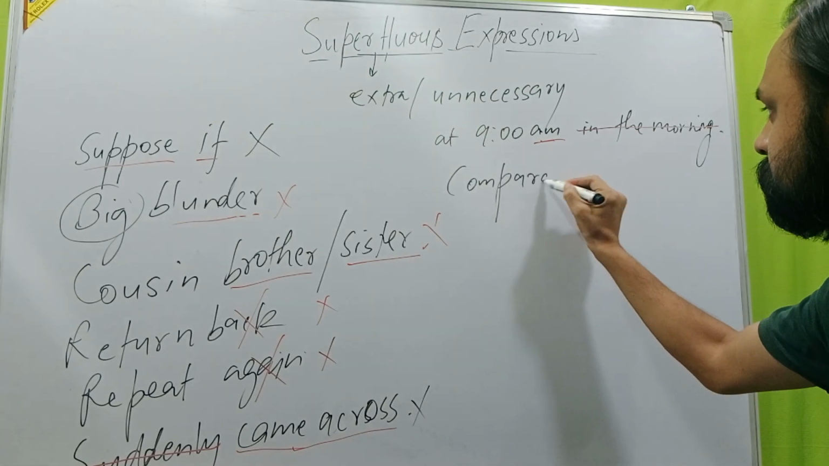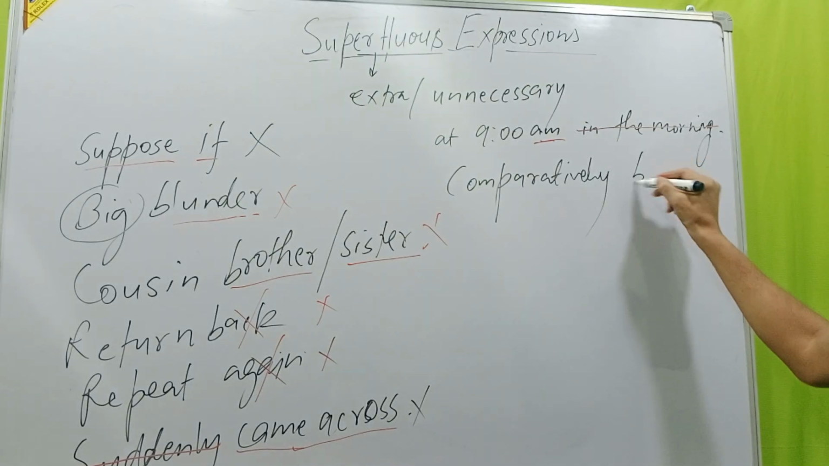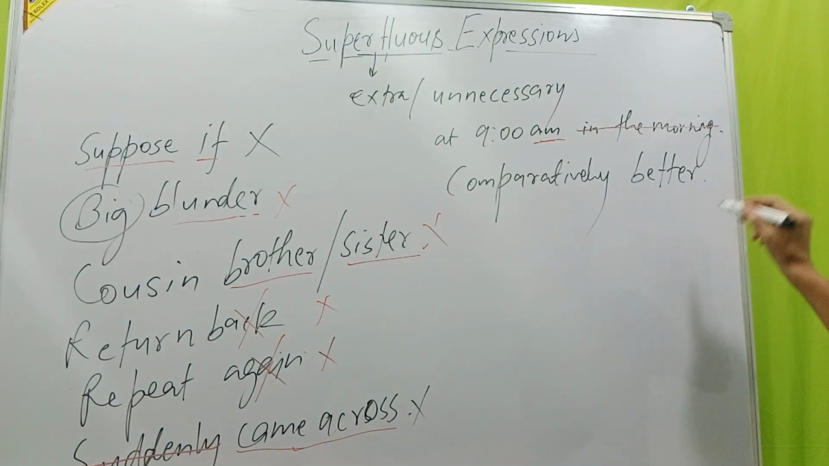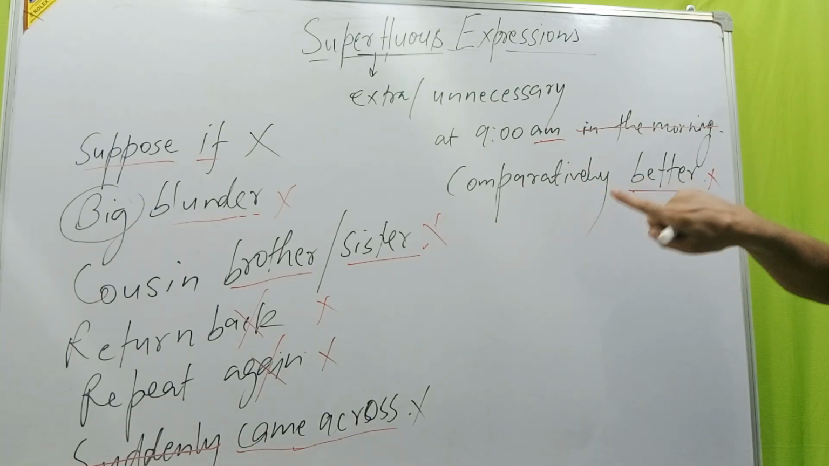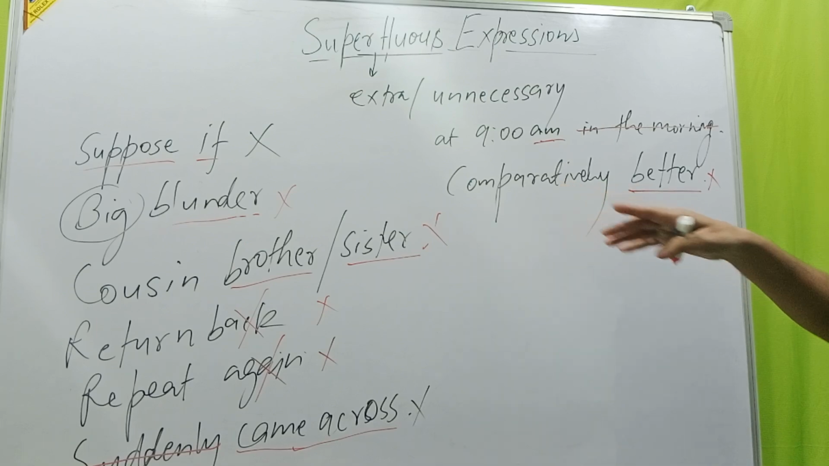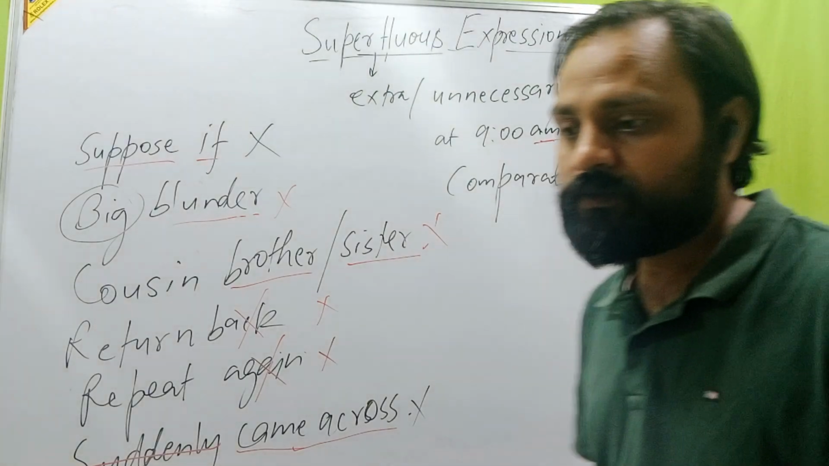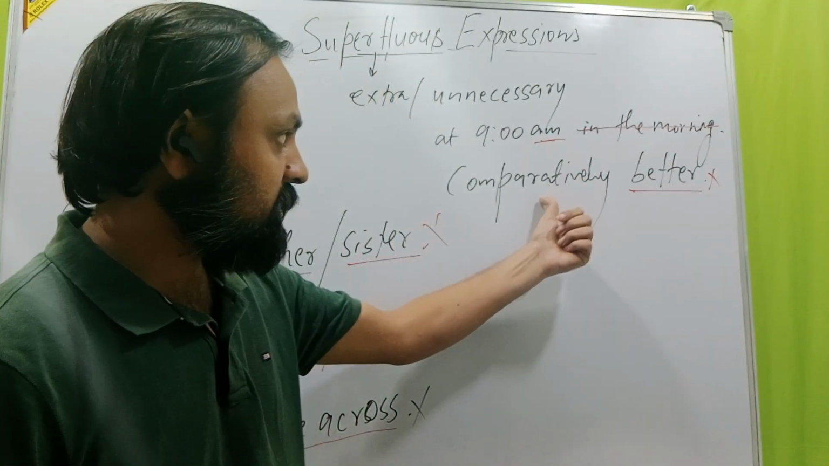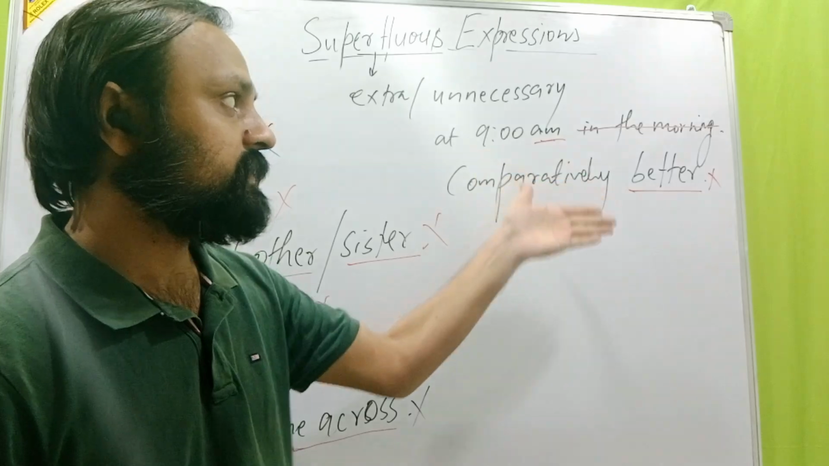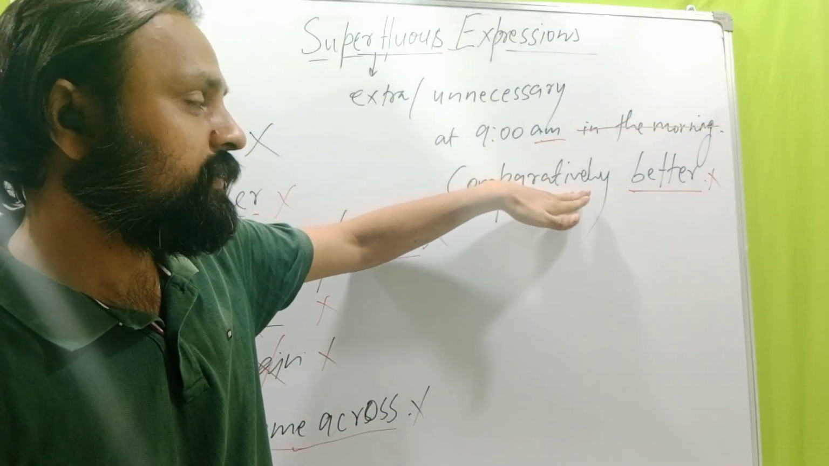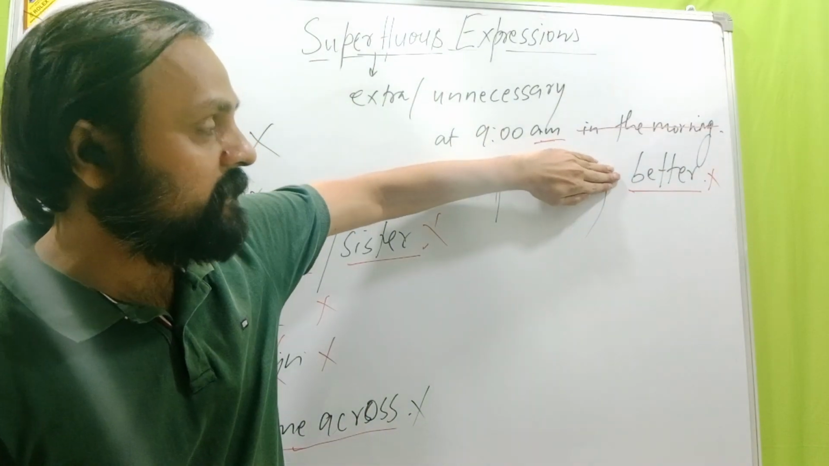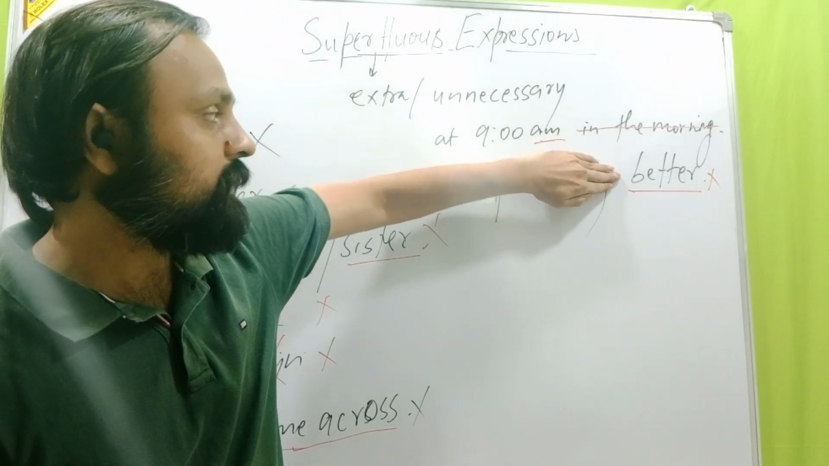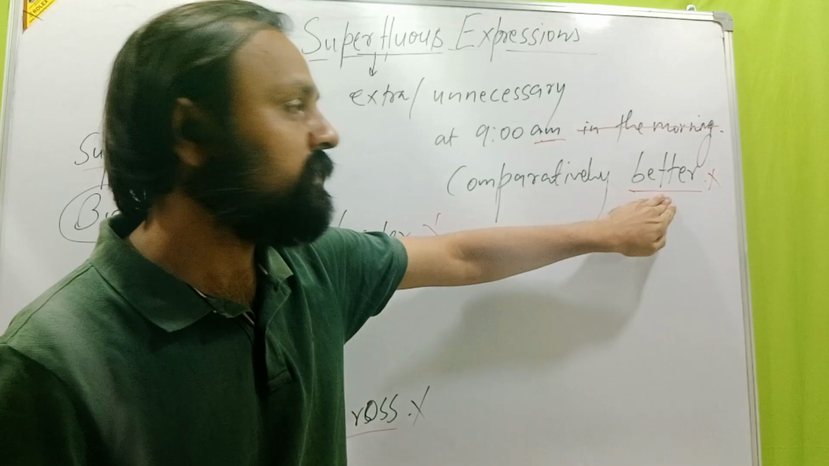The next expression is comparatively better. Comparatively better, comparatively smarter, comparatively hotter. Any comparative degree after "comparatively" would be incorrect, because the word comparatively in itself indicates that you are making a comparison between two things. So using a comparative degree after comparatively is superfluous. You either say comparatively, or you say a word in its comparative degree. "He is better than you" is correct. But "he is comparatively better than you" is superfluous.